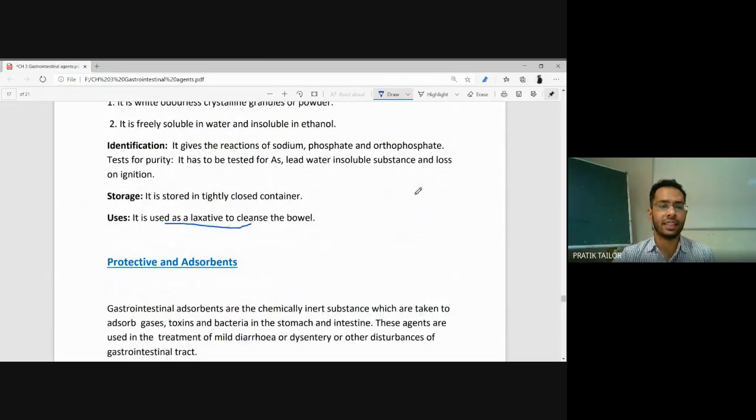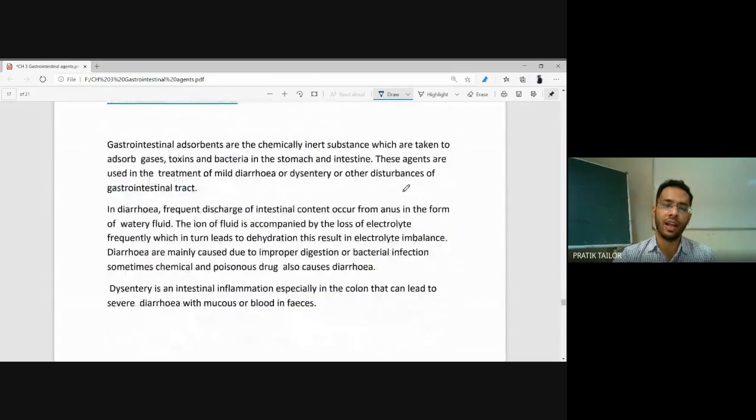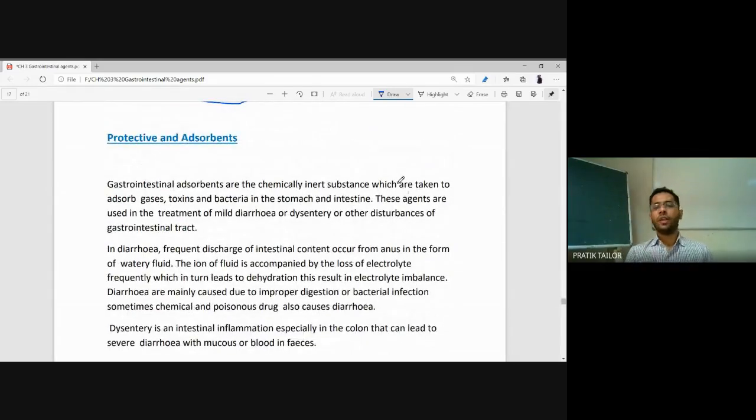Okay, last category, that is for the protective and adsorbent. Now we want protection on the mucosa from the stomach acid while we are having peptic ulcer. So if you are having a protective layer, the healing of the ulcer will be fast. One example I will give you is bismuth salt: bismuth subgallate, bismuth subcarbonate. These are the salts which will be mainly used as a protective.